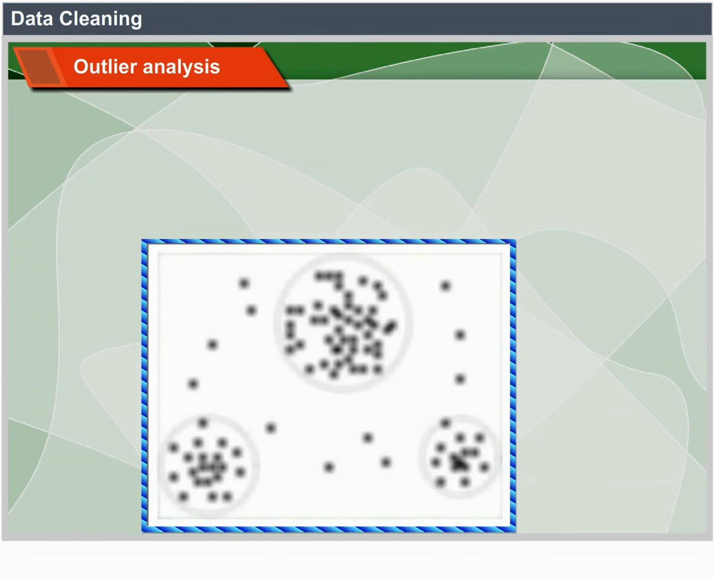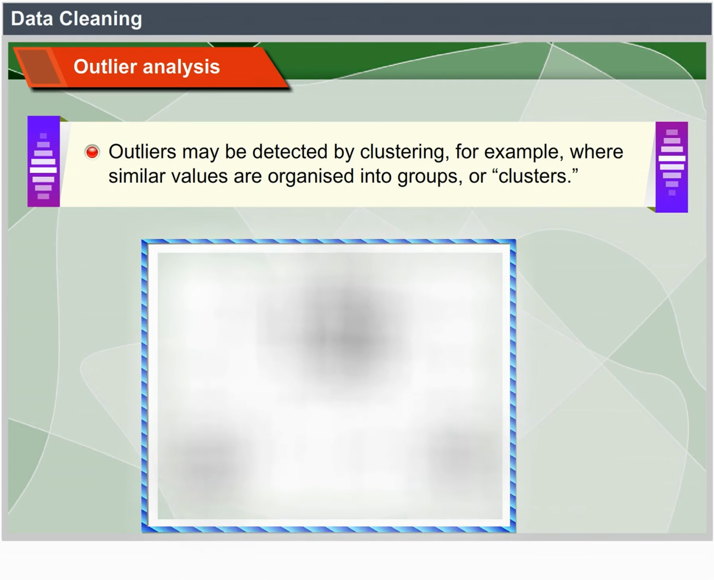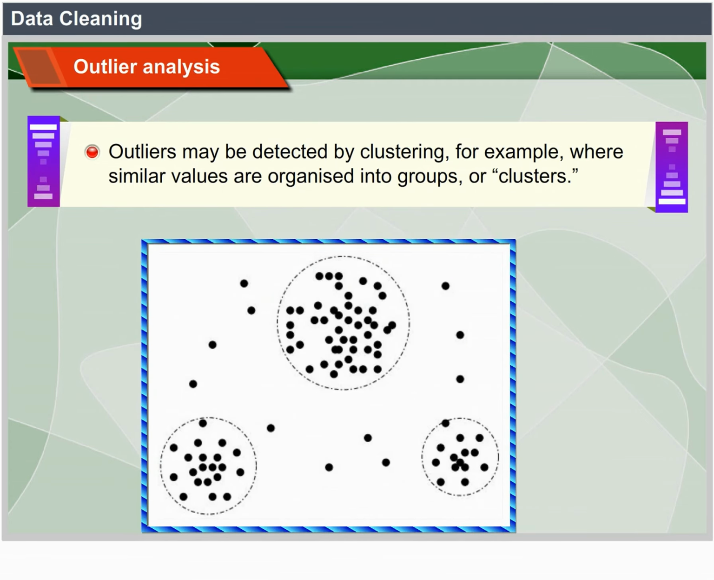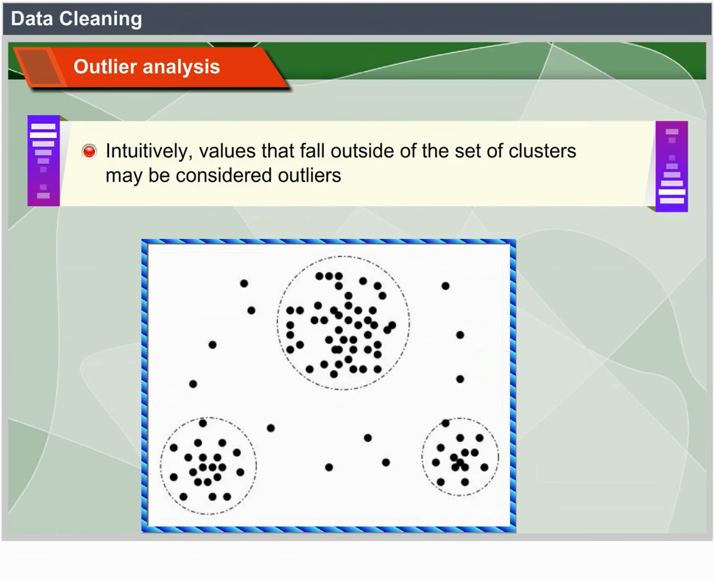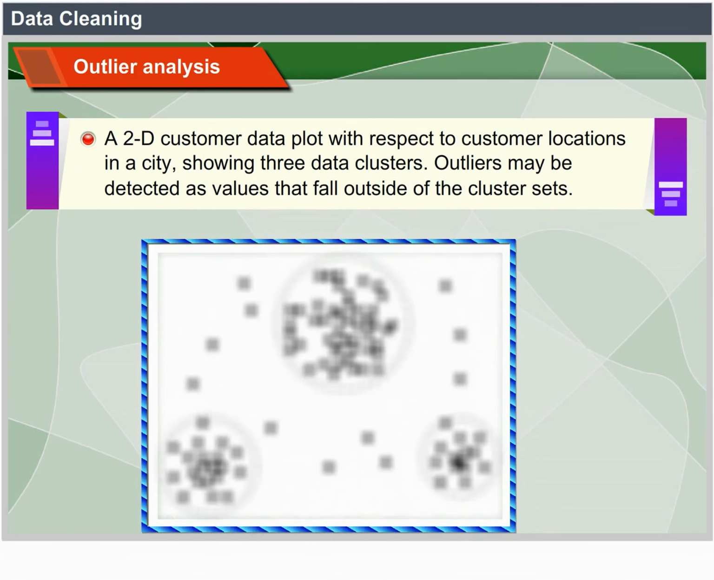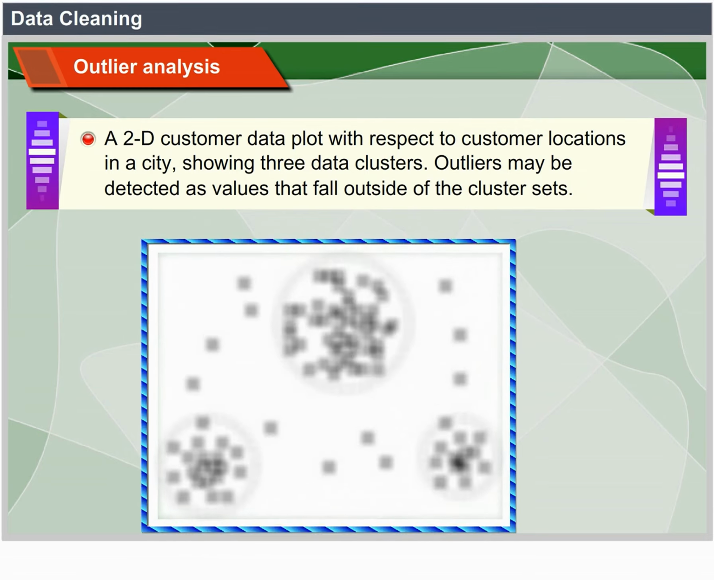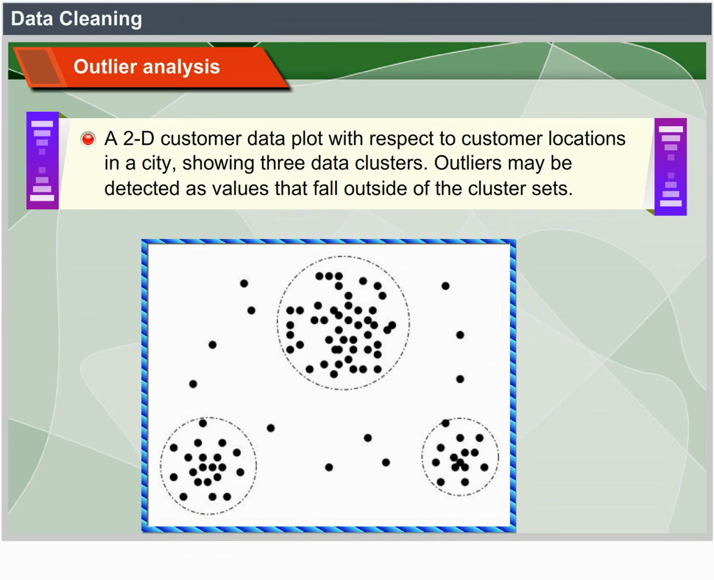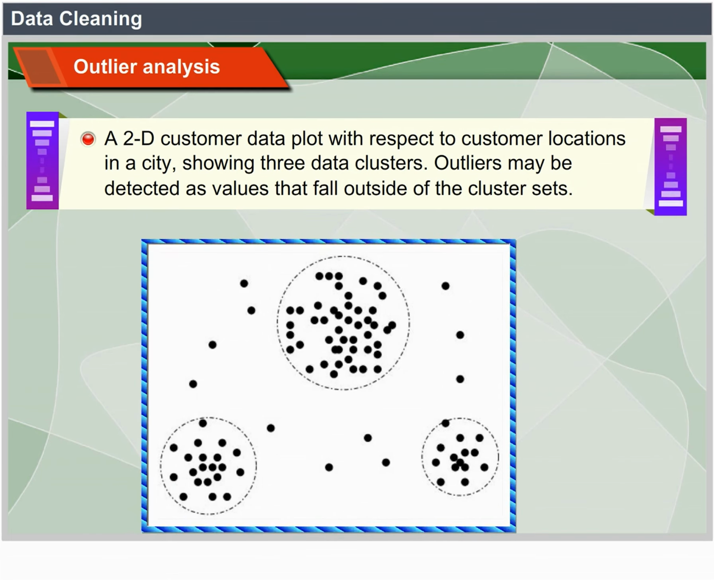Outlier analysis. Outliers may be detected by clustering, for example, where similar values are organized into groups or clusters. Intuitively, values that fall outside of the set of clusters may be considered outliers. The figure shows a 2D customer data plot with respect to customer locations in a city, showing 3 data clusters. Outliers may be detected as values that fall outside of the cluster sets.